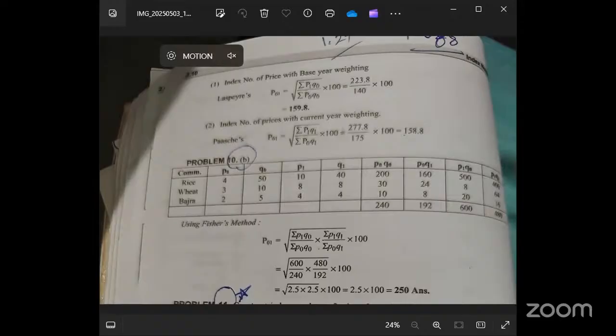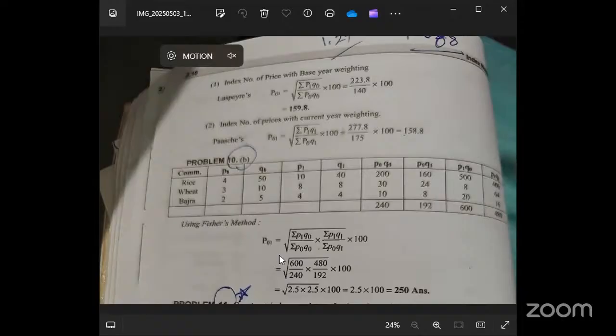So like this only, another problem, if you see this one below. Here they have taken the commodities as three: rice, wheat, and bajra. And P0 values are 4, 3, 2. Q0 values are 50, 10, and 5. So what are the current year values? 10, 8, 4. Current year quantities 48 and 4.